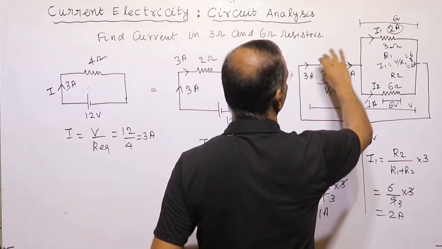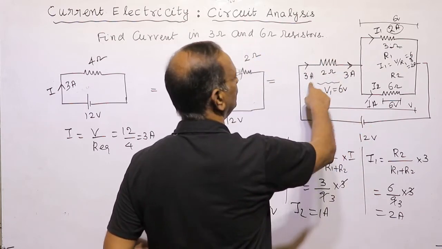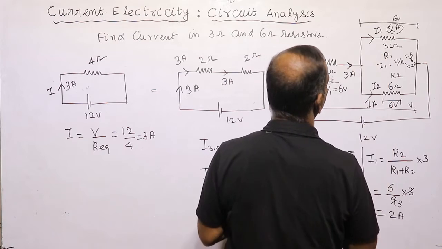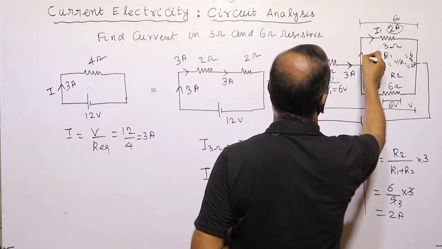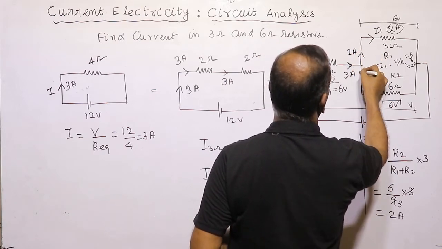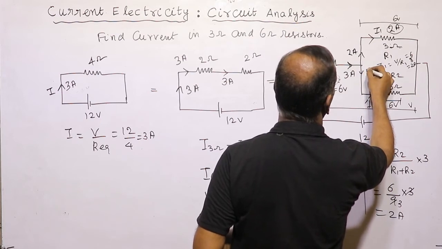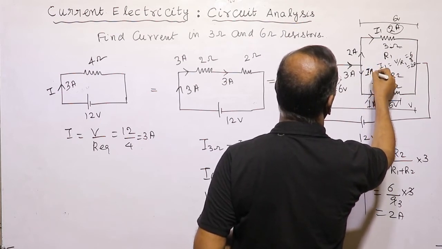Okay, the current through this 2 ohm is equal to 3 ampere. Here also 3 ampere, and this 3 ampere is divided into 2 ampere and 1 ampere.